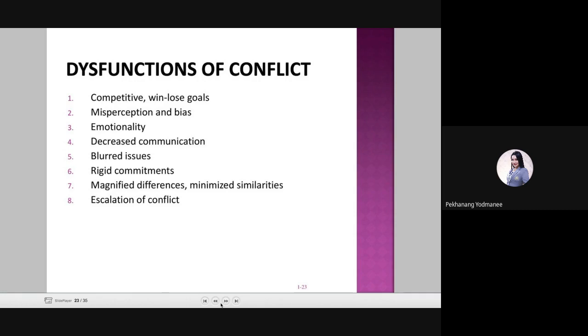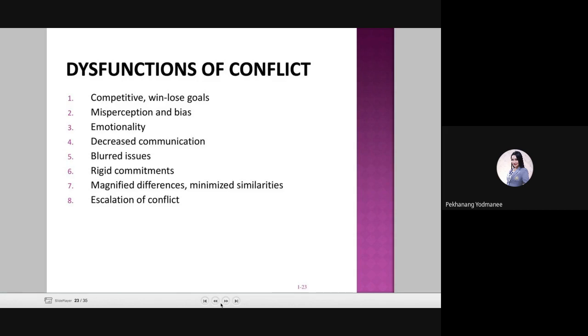And the next one, decreased communication. Productive communication declines because of conflict. Parties communicate less with those who disagree with them and more with those who agree. The communication that does occur is often an attempt to defeat, demean, or debunk the other's will or to strengthen one's own previous arguments.